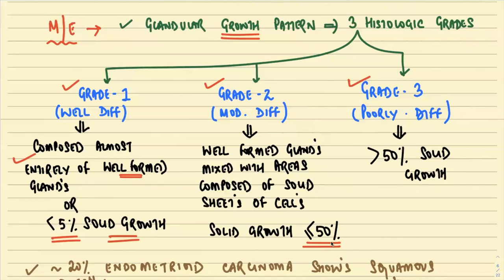If up to 50% of the tumor shows solid growth, it becomes grade 2 or moderately differentiated. So the well-formed glands are mixed with areas of solid sheets of cells. Okay. So if the solid growth is less than or equal to 50%, it is a grade 2 tumor. And if the solid growth is more than 50%, it is a poorly differentiated grade 3 tumor. Is this very clear? Grade 1, 2, and 3. What is the meaning of grade 1, 2, and 3?